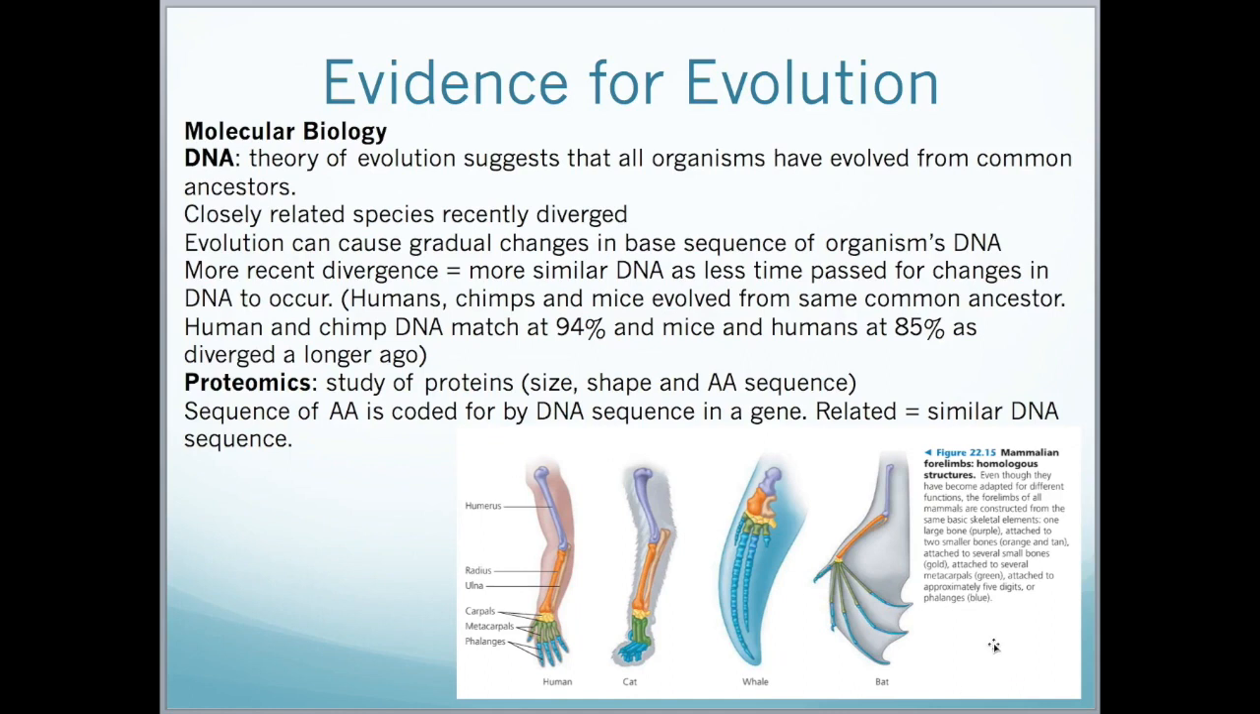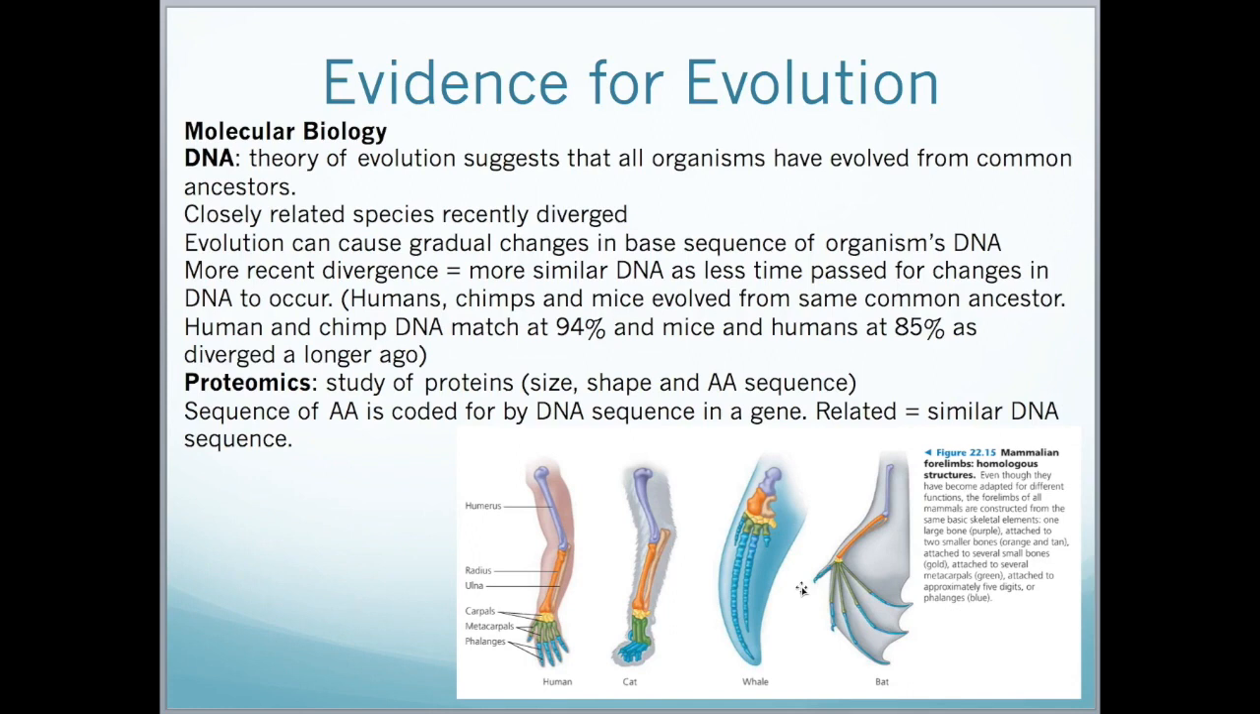So I have a picture here which shows mammalian forelimbs. Even though all of these have become adapted for different functions, the forelimbs of all the mammals are constructed from the same basic skeletal elements. So we can see a human, a cat, a whale, and a bat. We can see the large bone in purple is attached to two smaller bones, which are orange and tan, the same here, the same here. And then this is attached to several smaller bones, which are shown in gold, attached to several green bones, and 5 digits in blue. So we can see that there is clearly a relationship between all these.